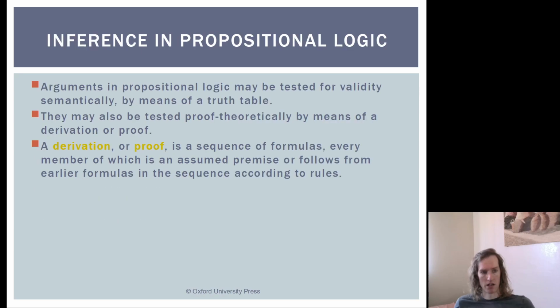All right. So starting with inferences. Arguments in propositional logic can be tested for validity semantically, which means by a truth table. We can see if there's any row in a truth table where all of the premises are true and the conclusion is false. And if that was the case, then it would be an invalid argument. But they can also be tested proof theoretically by means of a derivation or a proof, which is what we're going to explore doing in this chapter.